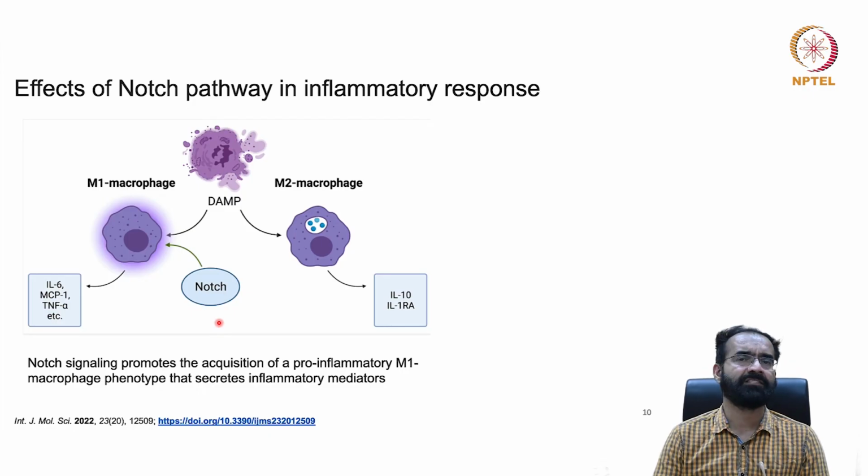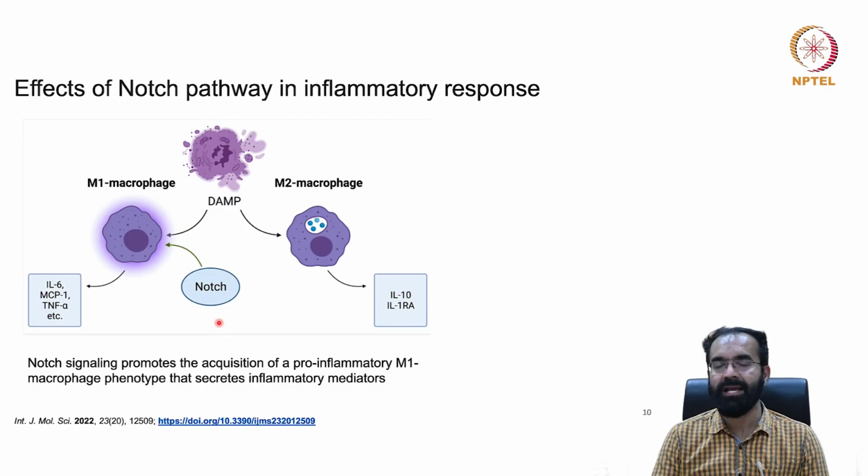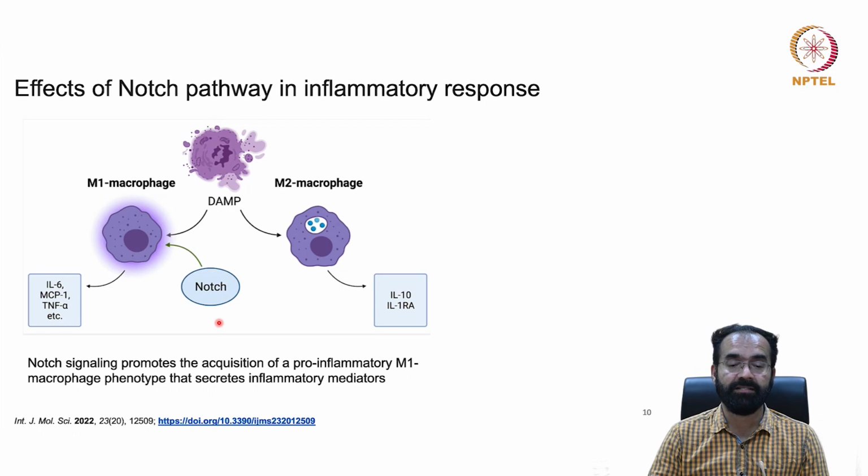Like in the previous class, we have discussed a lot about M1 and M2 macrophages. We have discussed that M1 macrophages are more bringing in a pro-inflammatory environment, whereas M2 is bringing in more of an anti-inflammatory environment. So let us see how Notch is contributing. Notch signaling promotes the acquisition of a pro-inflammatory M1 macrophage phenotype that secretes inflammatory mediators.